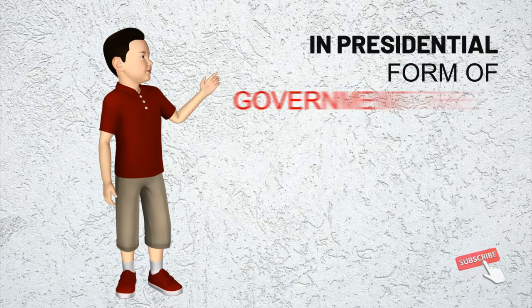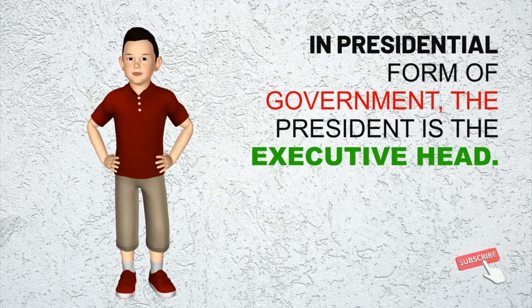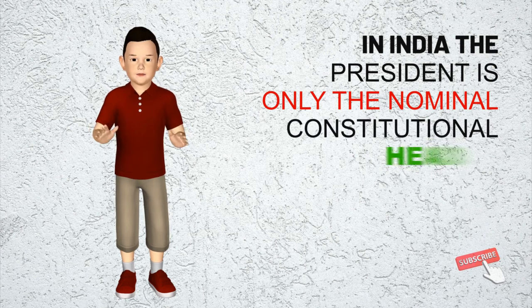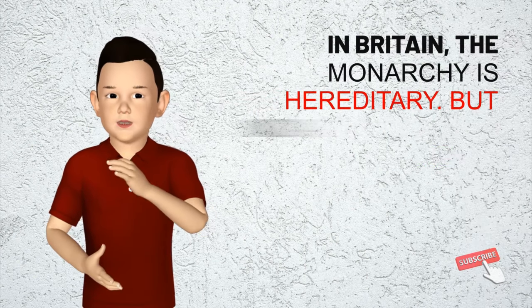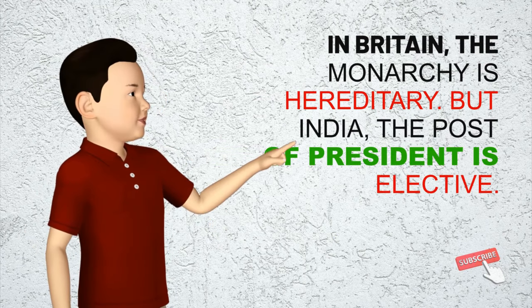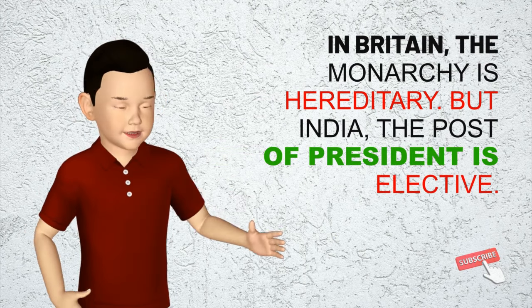In the presidential form of government, the president is the executive head. In India, the president is only the nominal constitutional head. In Britain, the monarchy is hereditary. But in India, the post of president is elective.